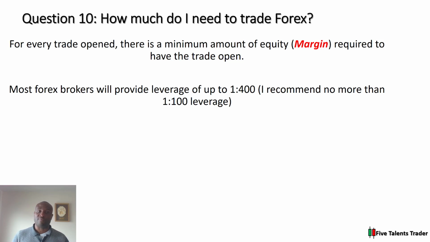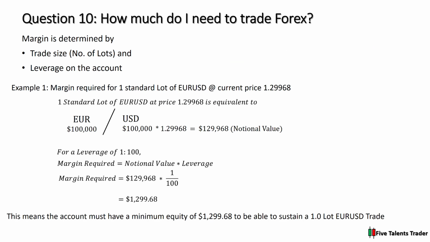Most Forex brokers will provide leverage of up to 1 to 400. Now, my recommendation is to not go more than 1 to 100. If you can even use 1 to 50, that is better because you limit the amount of hit you get on losing trades. Margin is determined by the trade size, which is the number of lots, and the leverage on the account. And now let's take the first example.